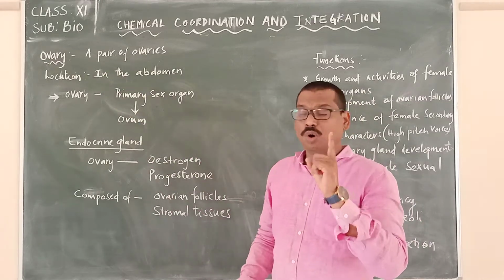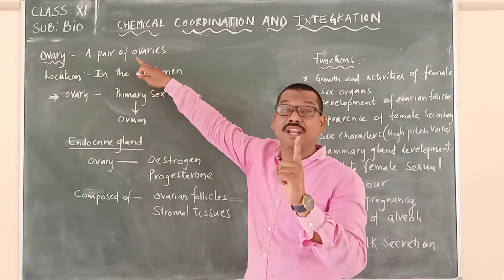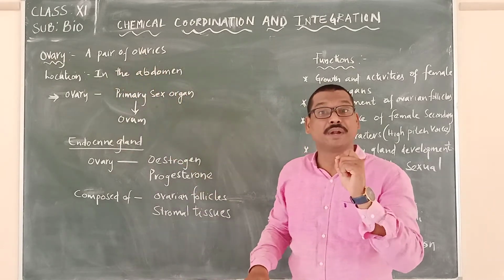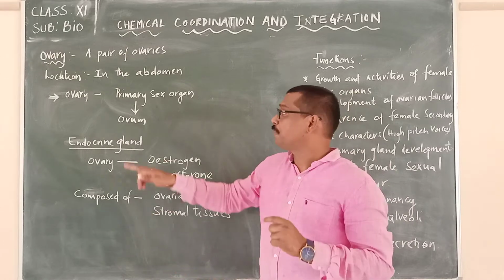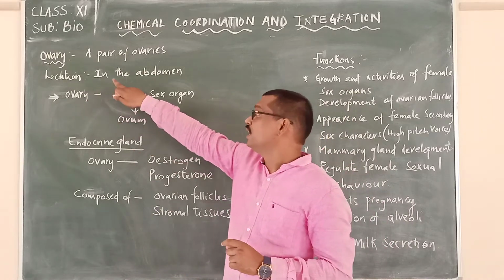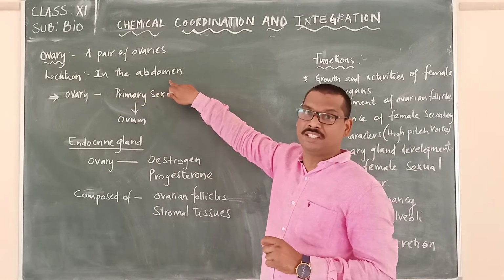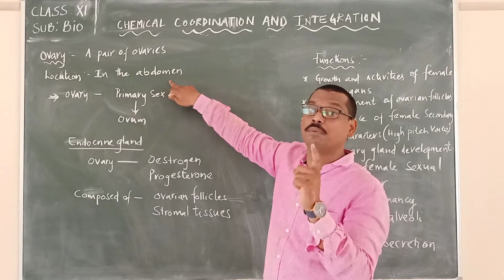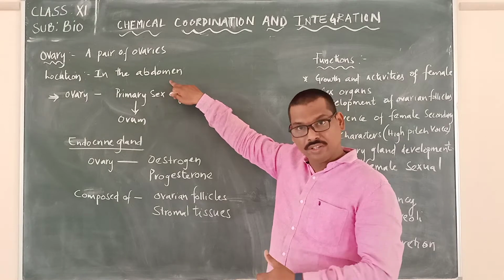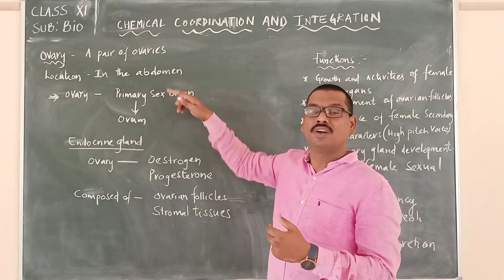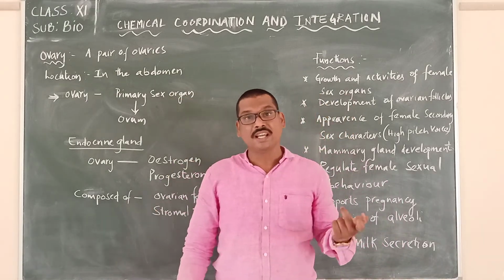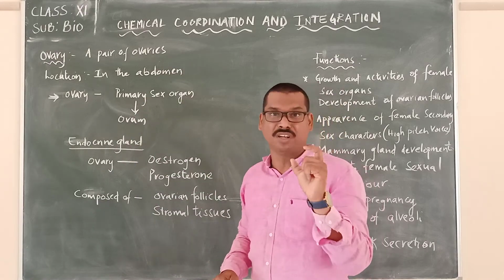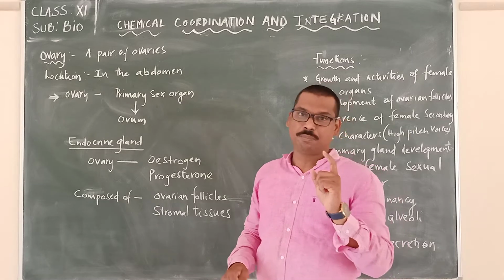A pair of ovaries are present in the females. If you look at their location, they are present in the abdominal cavity, one on either side, one towards the right side and one towards the left side. These ovaries are almond shaped.